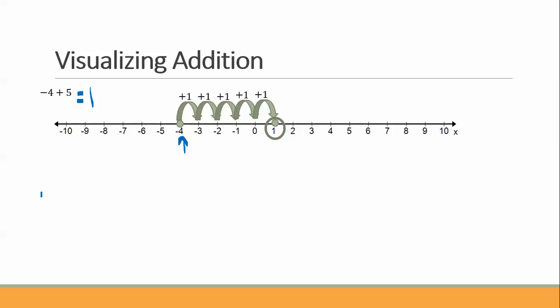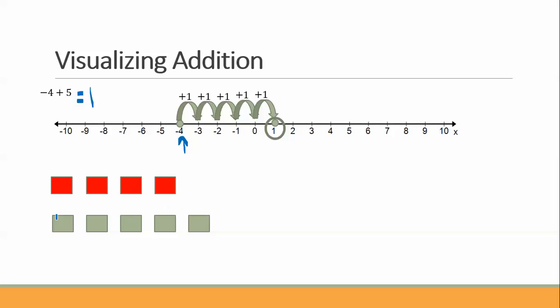Another way to look at that is we have negative 4 boxes. When our boxes are red, that means they're negative. When they're gray like they were before, that means they're positive. So we have negative 4 boxes, and we're adding 5 boxes.